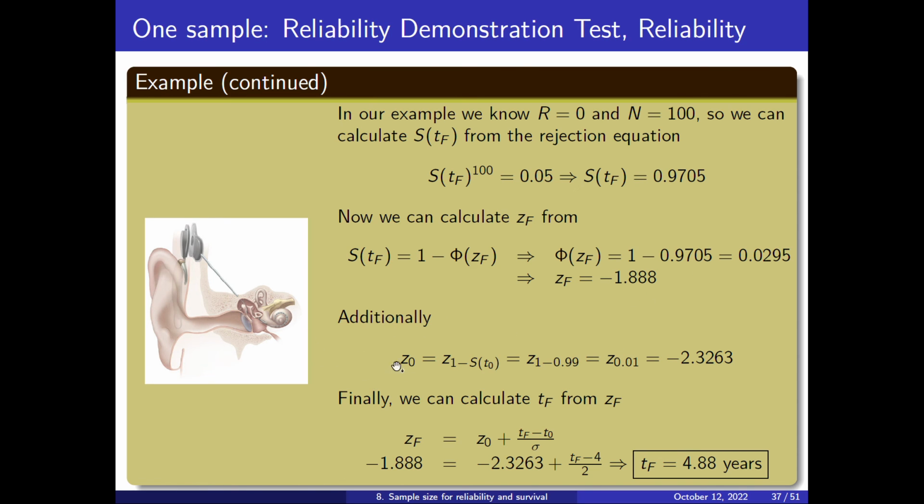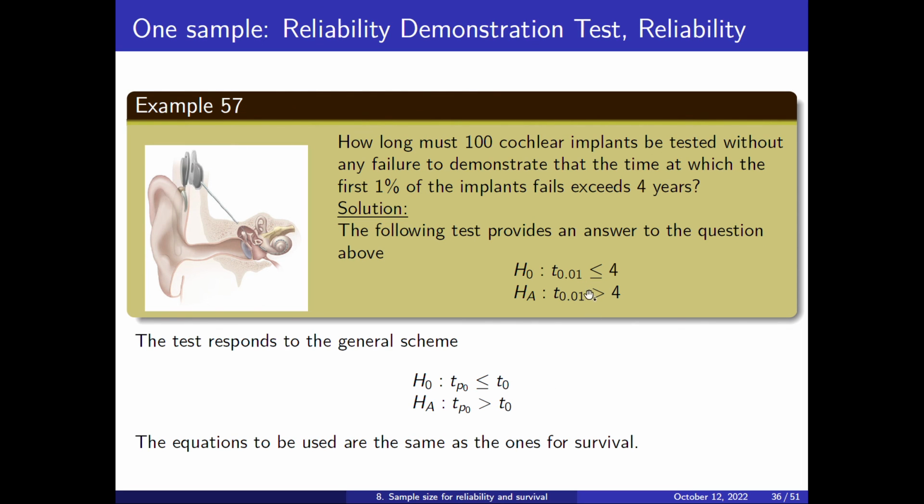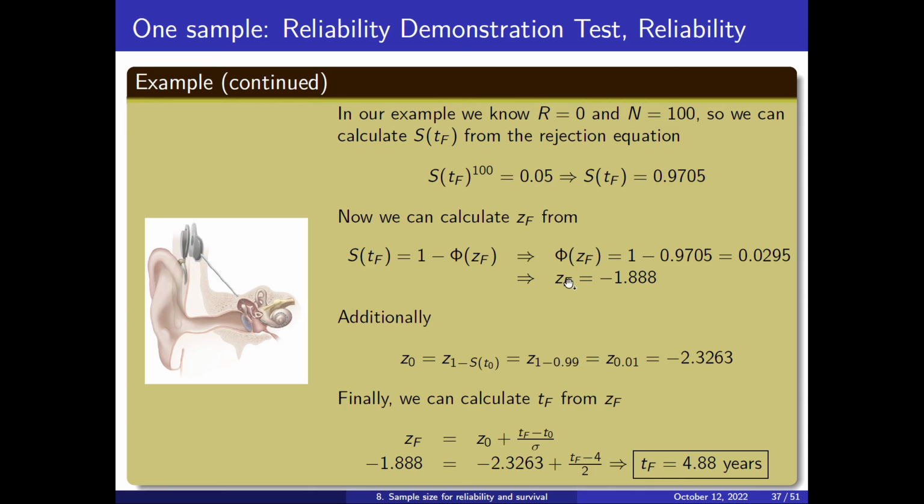And then we also need the C0. So we want to calculate something on the time at which 1% of the devices have failed. So this 1% is a survival of 0.99, and again we need to calculate Z such that from that point to the left we have 1%, so it is minus 2.3.